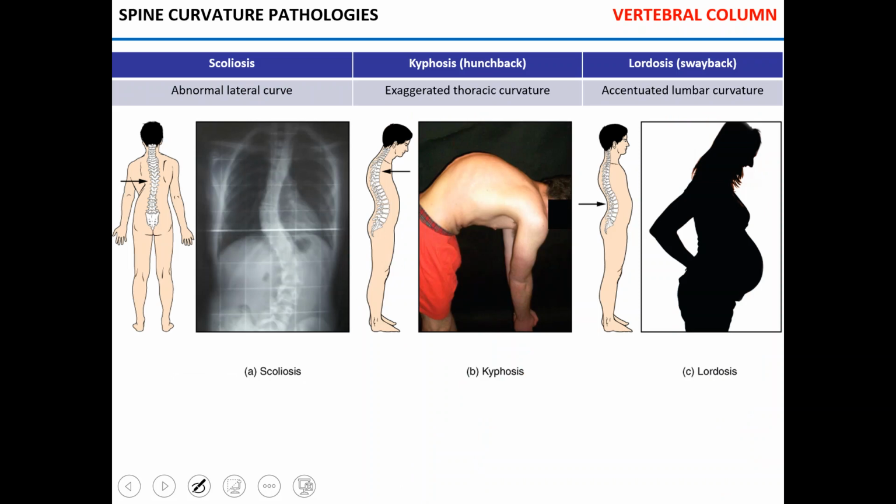If your spinal cord is abnormally curved to the side, like you see on this x-ray and on this schematic, we call it scoliosis, abnormal lateral curve. In kyphosis, thoracic curvature is exaggerated. It's a hump, okay, like a hunchback. And if lumbar curvature is accentuated, this is called lordosis, sway back.